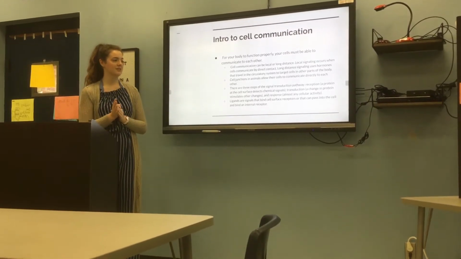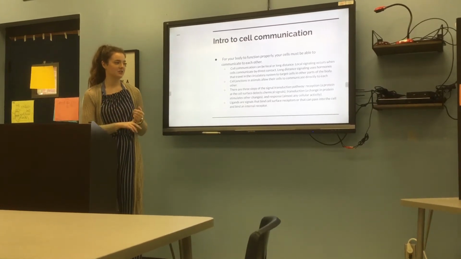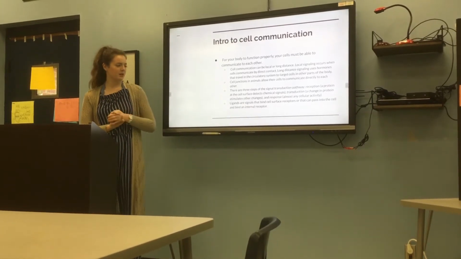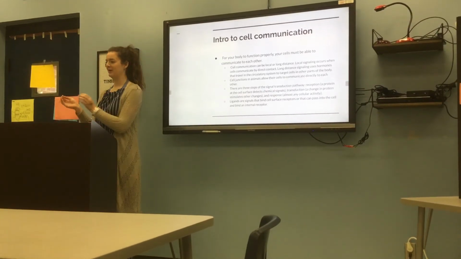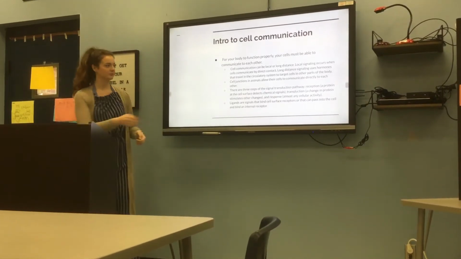And there are 3 steps to the signal transduction pathway. There's transduction, reception, and response. And ligands are little chemicals that travel and bind to receptors to carry a signal.